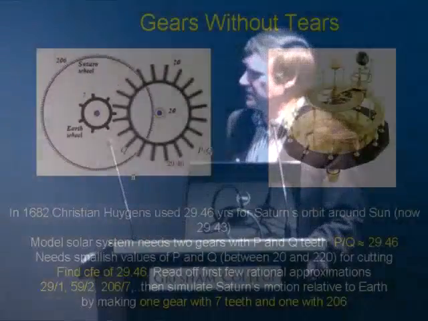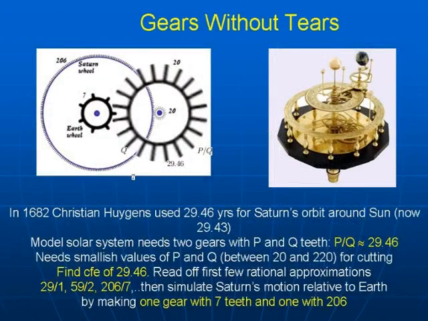Well, the first person who set about systematically understanding the mechanics of the gears of these objects was the great Dutch mathematical physicist Christian Huygens. And in 1682, he wanted to figure out how he could make a proper scale model of the solar system. And his first challenge was to deal, for example, with the orbit of Saturn.